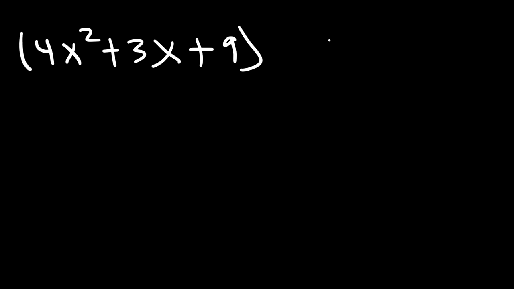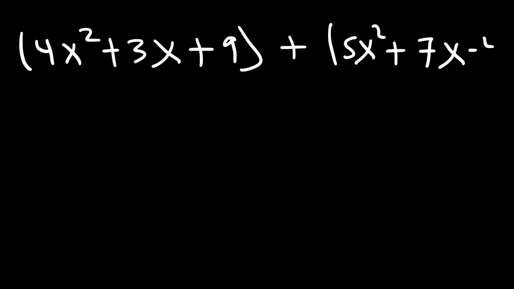Now let's talk about adding two trinomials. For instance, let's say we have 4x squared plus 3x plus 9, and we wish to add that to 5x squared plus 7x minus 4. Feel free to pause the video and try this example. So what is the sum of these two trinomials?